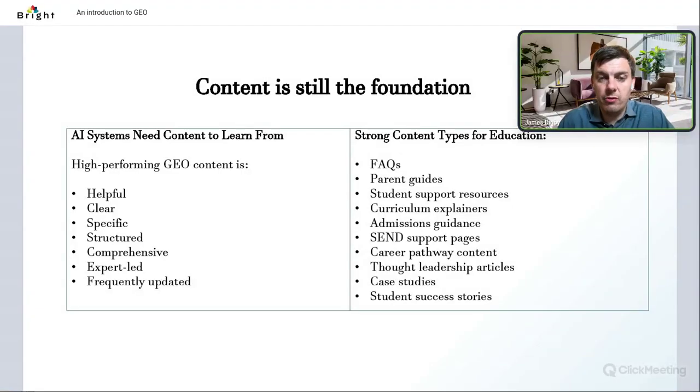So strong types of content for the education sector includes things like frequently asked questions, parents' guides, student support resources, curriculum explainers, admissions guidance, SEND support pages, career pathway content, thought leadership articles, case studies, and success stories. These can be for students within school. They could be people taking part in a training course. They could be parents looking up parent guides for a nursery, for example. Wherever you sit within the education sector, these are things that will help you with both GEO and SEO as well.